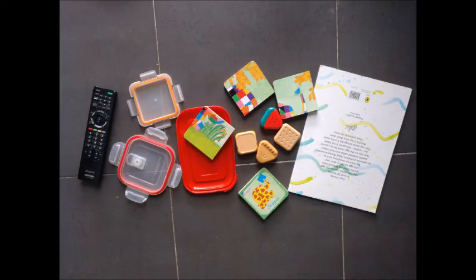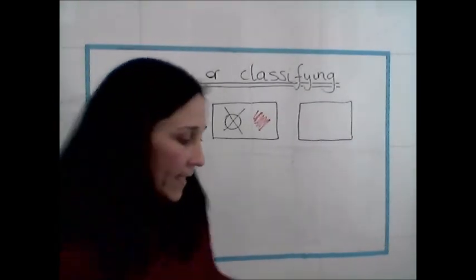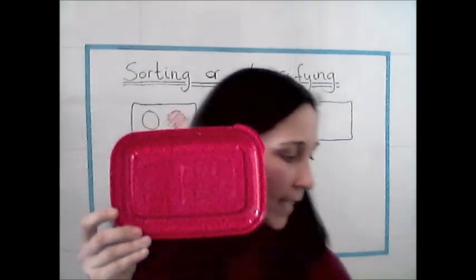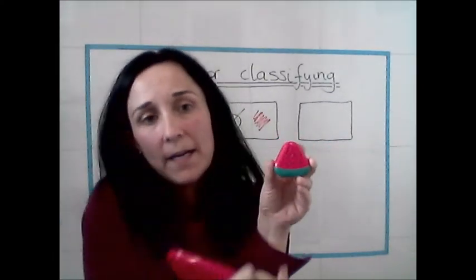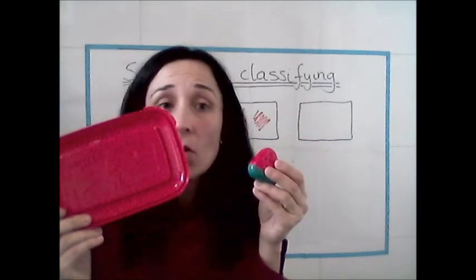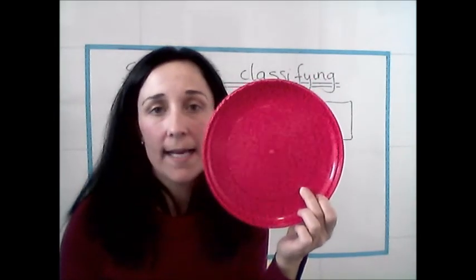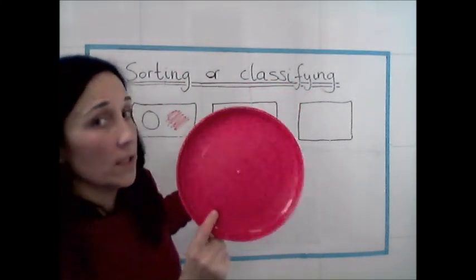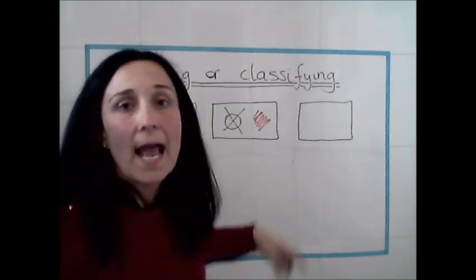These are my no circles again. Do you see anything that is not a circle and is red? Yes, I have this lid, which is a rectangle, and also I have this tiny triangle. Well, it has a little bit of green, but I can say that this is a red triangle. These are no circles and red. Is it a no circle and red? No, because it is a circle. It's red, but it is a circle, so it doesn't belong to the group that says no circles and red, okay?